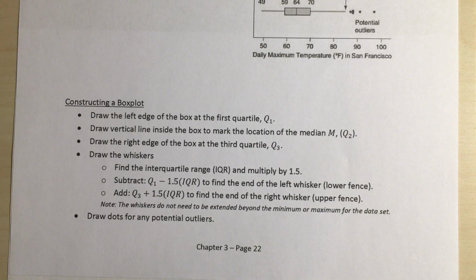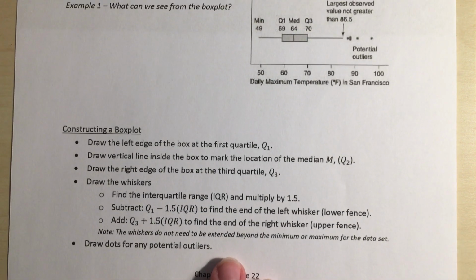So when we're constructing a box plot, we're going to draw the left edge of the box at our first quartile, which is Q1. We're going to draw a vertical line in the middle at our median. We're going to draw the right edge of the box at our third quartile, which is Q3. Then we're going to draw our whiskers. So we're going to take our quartiles and then add and subtract, based on which direction we're going, 1.5 times our interquartile range to these values. And then we're going to draw any extra dots outside for our potential outliers.